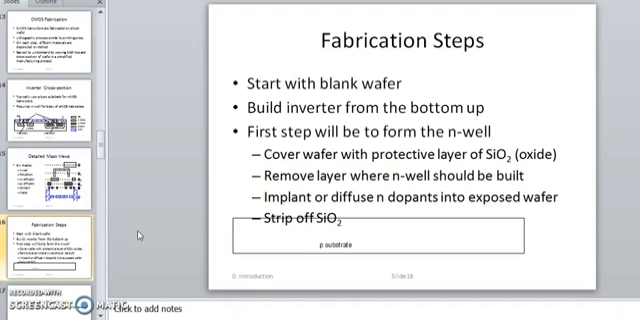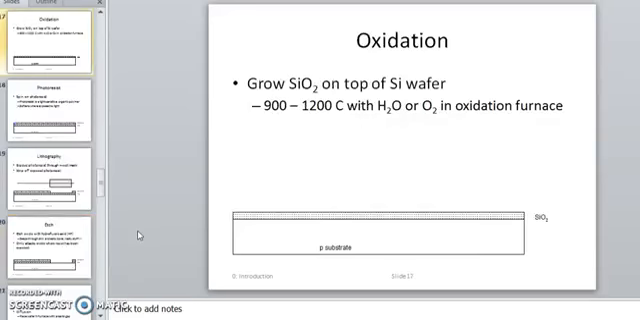fabrication. First, start with the blank wafer. Build the inverter from the bottom up. The first step will be to form the N-well. Cover the wafer. We take the first piece, the P substrate, and cover the wafer with a protective layer of SiO2. Remove the layer where the N-well should be built and implant or diffuse the dopant into the exposed wafer strip of SiO2. Next step is oxidation.